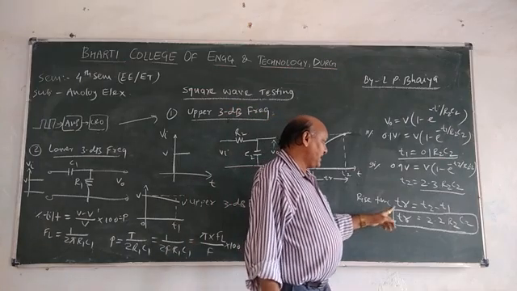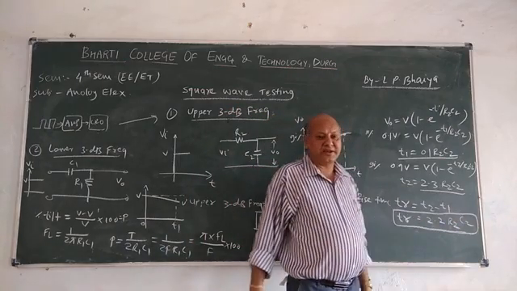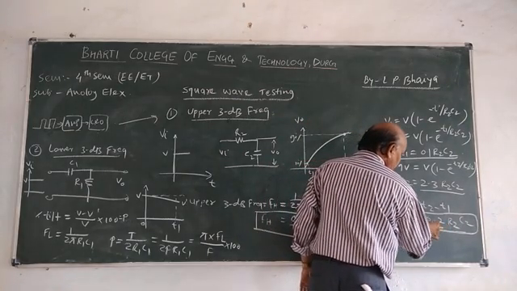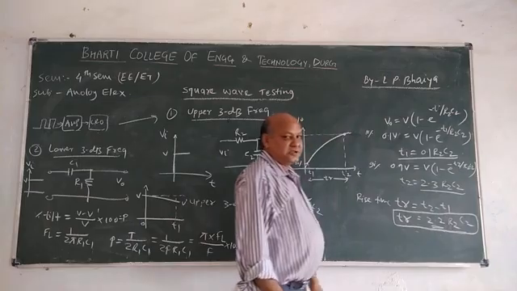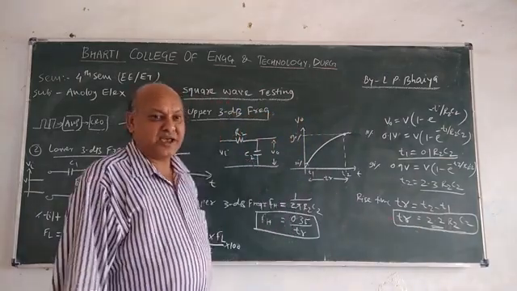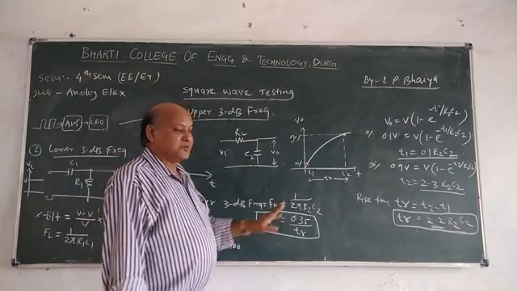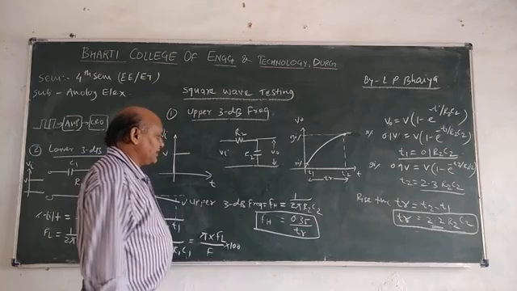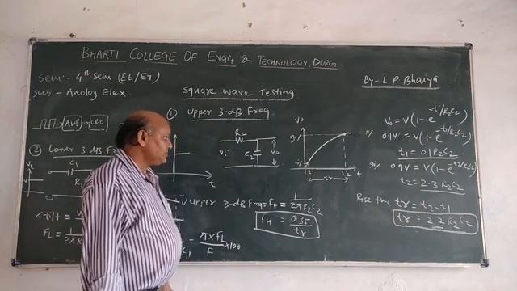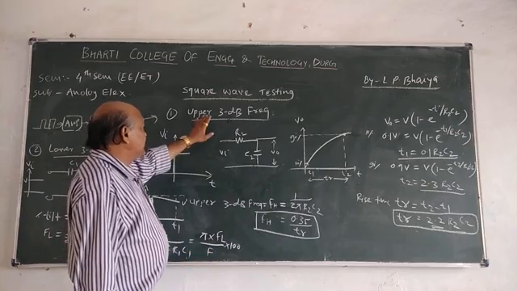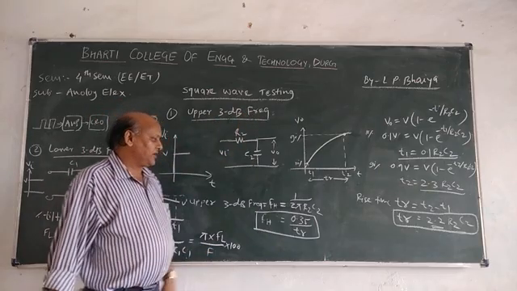And finally, rise time TR is equal to T2 minus T1. So we will get here this rise time is 2.2 R2 into C2. This is the rise time in case of the amplifier, that can be calculated from 10% to 90% rise in the response. Okay, then once you get this rise time, you calculate the upper 3 dB frequency.